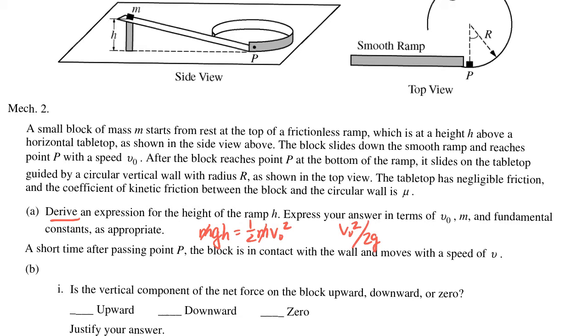So question B is the vertical component of the net force on the block. Is the vertical component of the net force on the block upward, downward, or zero? And I want you to justify your answer. The vertical component of the net force on the block, upward, downwards, or zero? You guys know that vertical is up and down, right?